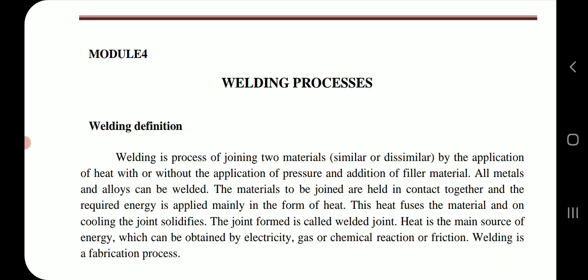The materials to be joined are held in contact together, and the required energy is applied mainly in the form of heat. This heat fuses the material, and on cooling, the joint solidifies. The joint formed is called a welded joint. Heat is the main source of energy, which can be obtained by electricity, gas, chemical reaction or friction. Welding is a fabrication process.